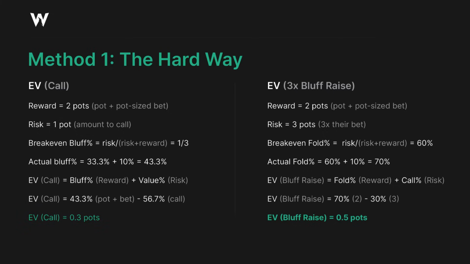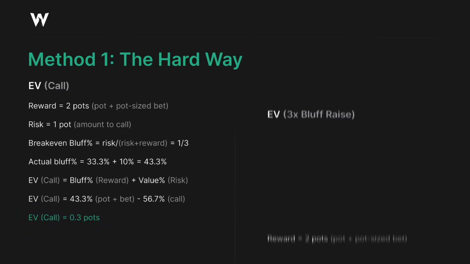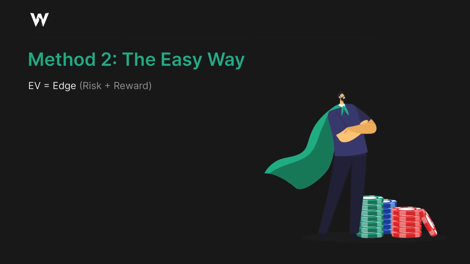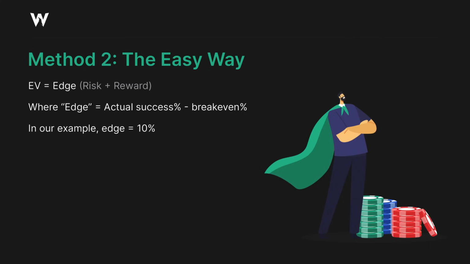But this was pretty tedious. This is like a lot of math. So there's another equation you can use that's actually a little bit easier. I'll show you the easy way. And this one is just EV equals edge times risk plus reward, where edge is the actual success rate minus the break-even success rate. So in our example, we know they're over bluffing and over folding by 10%. That's our edge, right? We can plug this in.